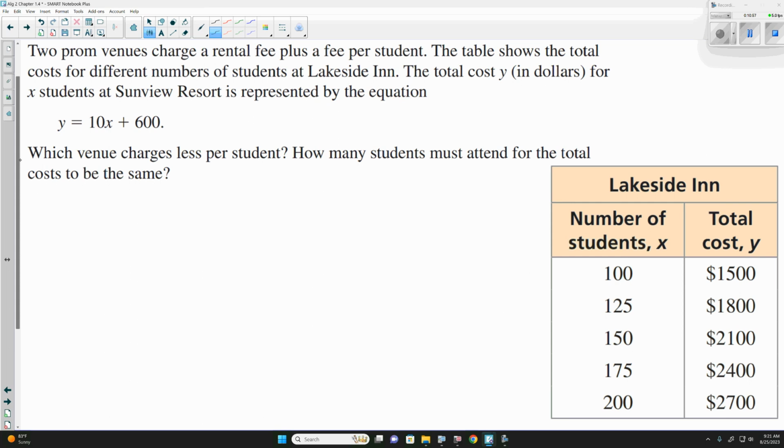Now, one of the nice things is that Sunview gave us an equation. It costs y in dollars for x students. Well, the slope is telling us how much it costs per student. So at Sunview, how much does it cost per student? Sunview is $10 per student.